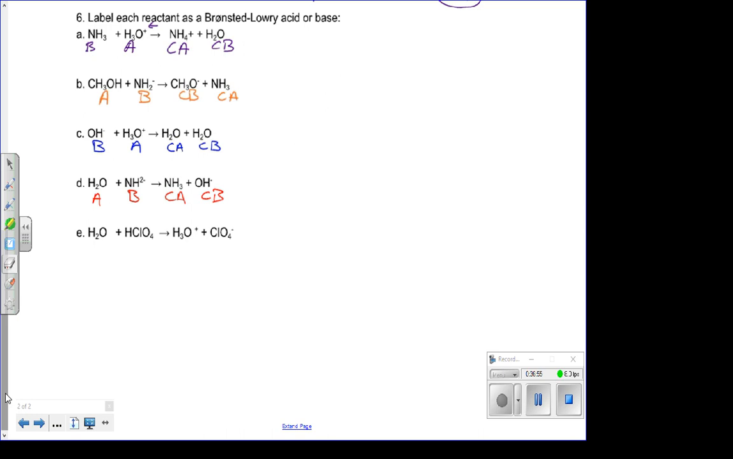H2O picks up a hydrogen to become H3O, so that's our base. HClO4 gives up a hydrogen to become ClO4 negative, so that's our acid. What was our base becomes our conjugate acid. What was the acid becomes the conjugate base.